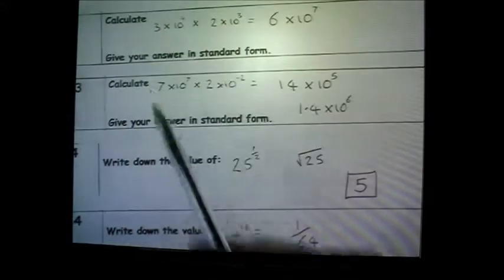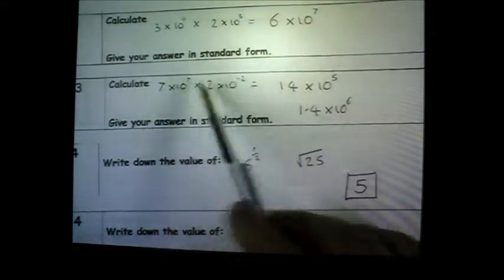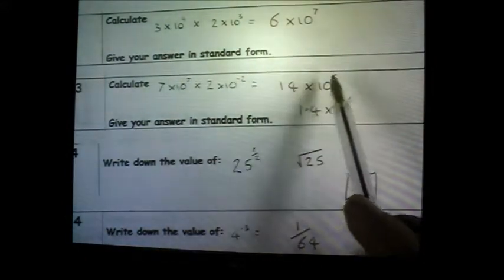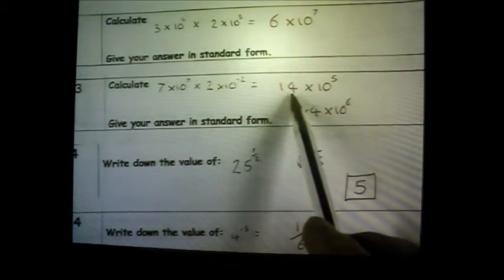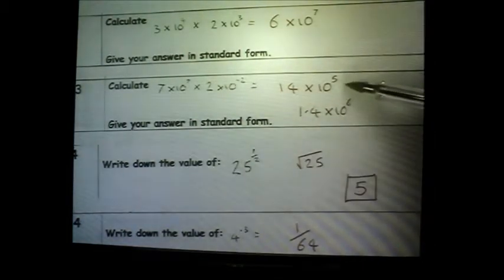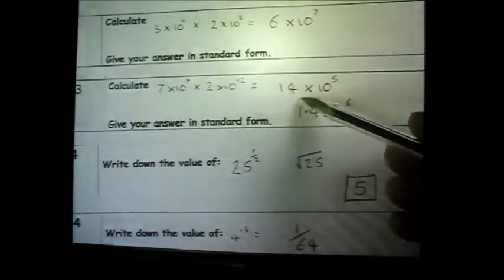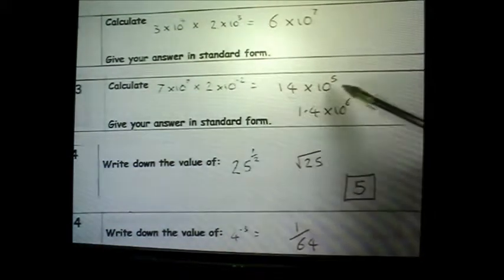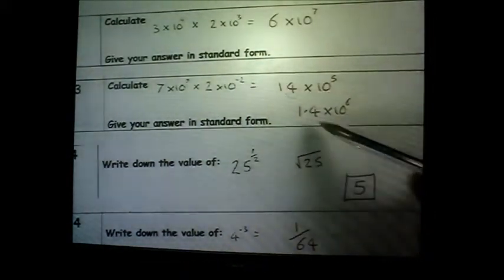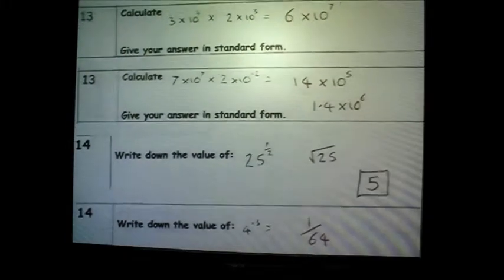This next one, however, 7 2s are 14. 7 add minus 2 is 5. But that's not in standard form, because 14 is not between 1 and 10. So you have to move the decimal place 1 space more that way. That changes it to 1.4 times 10 to the 6.